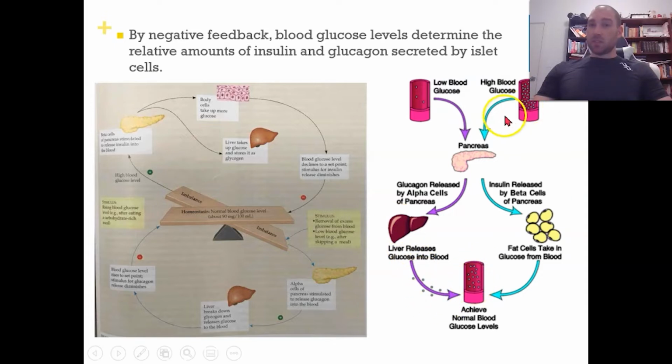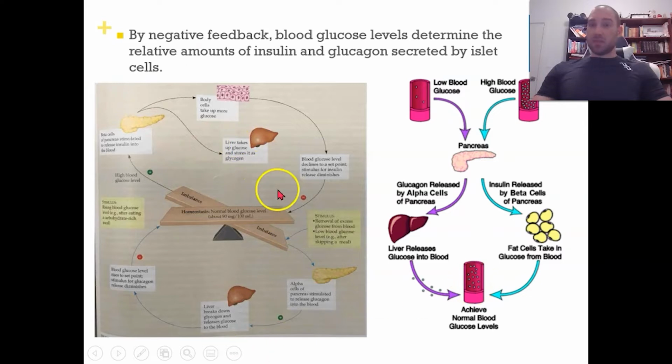If you have high blood sugar levels, your pancreas releases insulin from beta cells in the pancreas. Insulin tells cells to absorb sugar from the blood. So fat cells, for example, can be taking up glucose. That reduces the amount of glucose floating around the blood and gets you back to your normal glucose concentration.